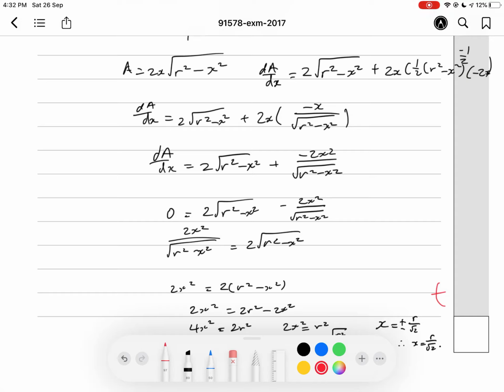To get a merit, you need a correct derivative. So a correct derivative will get you a merit. So a correct derivative up to here will get you a merit, and there's actually no criteria for an achieved, so you can either get merit or excellence for this question, but not achieved.